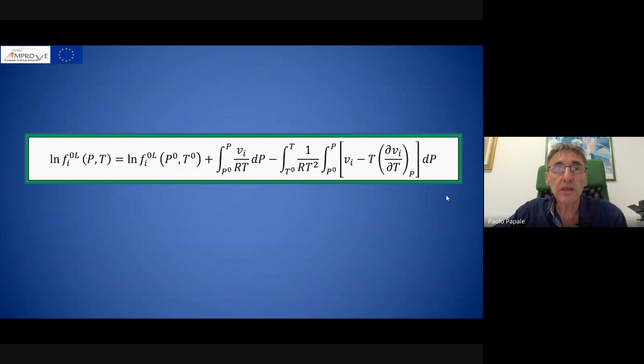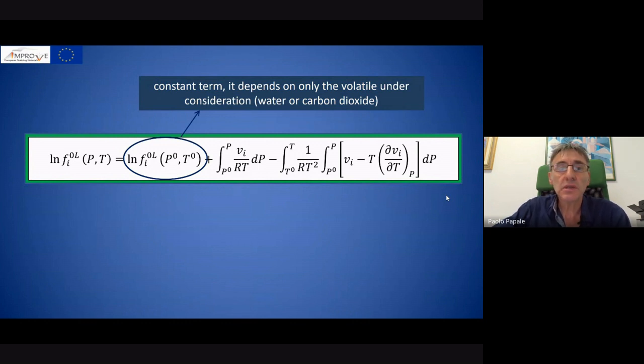Let's look at it more carefully. As we discussed already, this term is just a constant. In other words, it is a number, one for dissolved water and a different one for dissolved carbon dioxide. We don't know the value of this quantity, but we can treat it as a parameter in our final system of equations and constrain its best value by comparison with experimental data.